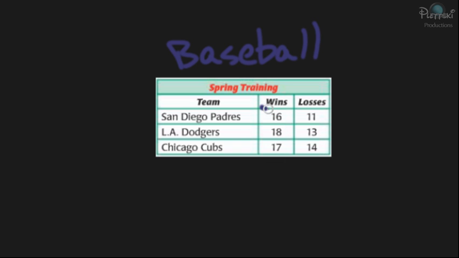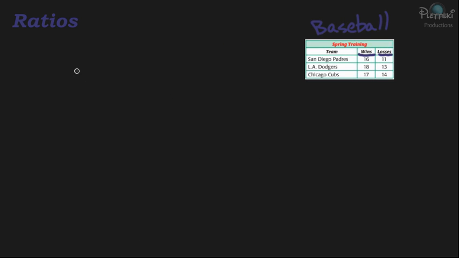We can have a ratio between the wins and the losses. Let's look at the San Diego Padres for this example. We have spring training, and they have 16 wins and 11 losses. If I wanted to write a ratio for the San Diego Padres between their wins and losses, I can write it as 16 to 11. That'd be 16 wins to 11 losses.